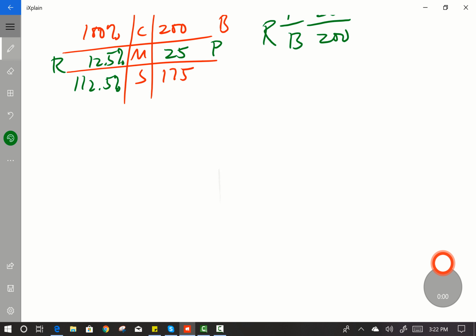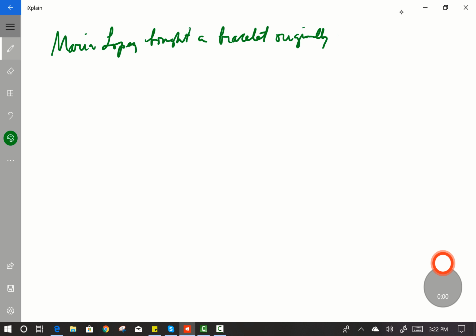Okay, now let's look at another type of markdown problem. Maria Lopez bought a bracelet originally priced $500, and was reduced by 20%. What is the reduced price?